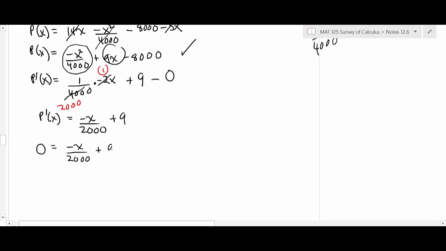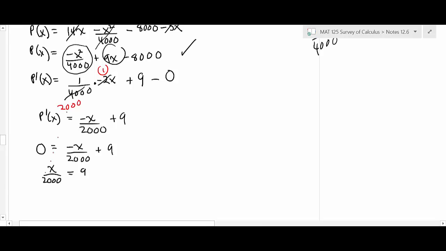And then we can solve this equation. What's the easiest way to solve this equation? Put 9 over there and times by 2,000. Let's get x on one side. To me, the best way is just slide the x to the left. That way it becomes positive and then x is on the left side. So that's going to give x over 2,000 is equal to 9.